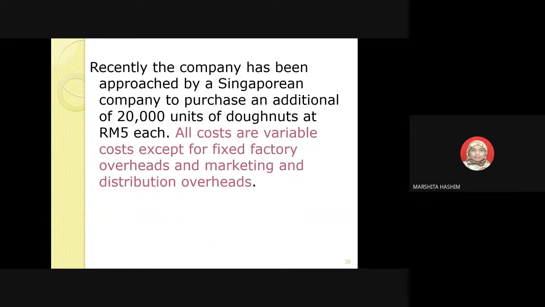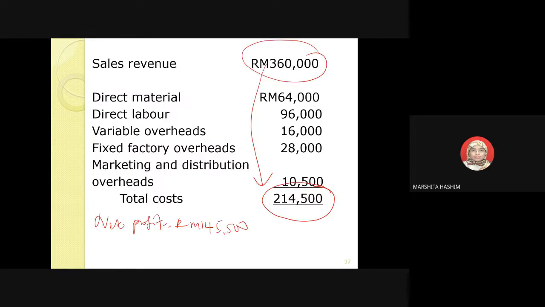Recently, the company has been approached by a Singaporean company to purchase additional 20,000 units at 5 ringgit each. All costs are variable except fixed factory overhead, marketing and distribution. That means direct material, direct labor, variable overhead, this is your variable cost. And then fixed factory overhead, marketing and distribution, this one is fixed cost.